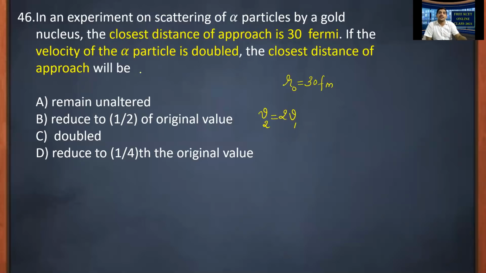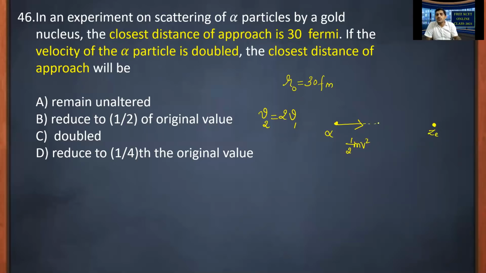V1. Okay. Now the closest distance of approach will be... So what is closest approach? Say if I say this is an alpha particle moving with certain kinetic energy. Kinetic energy is half mv square. It is projected towards a gold nucleus. So say if I take the Ze, this is the nucleus.